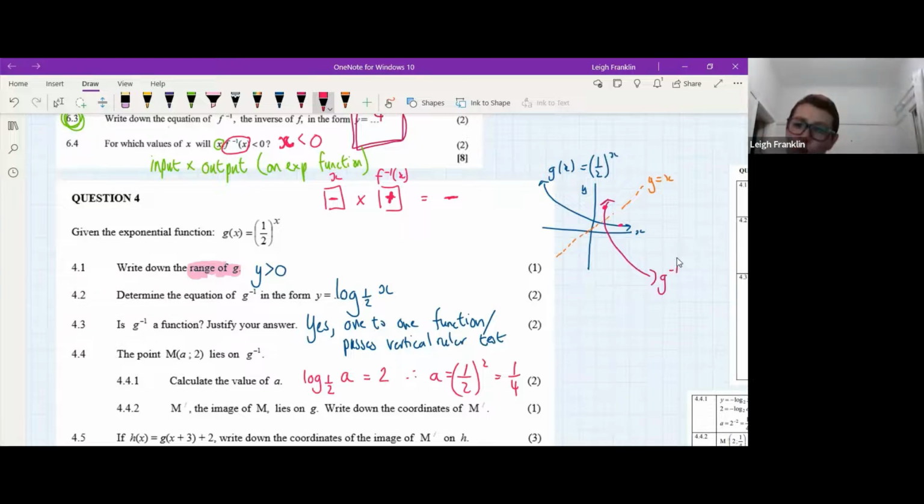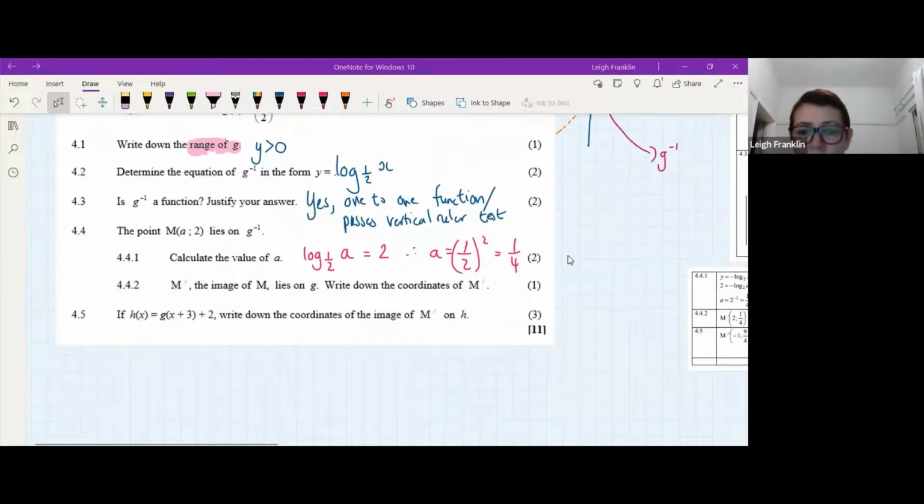Does that make sense to you? So that point has been reflected over the line y equals x. Exactly, Johannes, swap the two around. Quite right, because when we reflect over the line y equals x, x becomes y and y becomes x. So that means that the coordinates of M prime have to be (2; 1/4). Okay, very nice, good job.